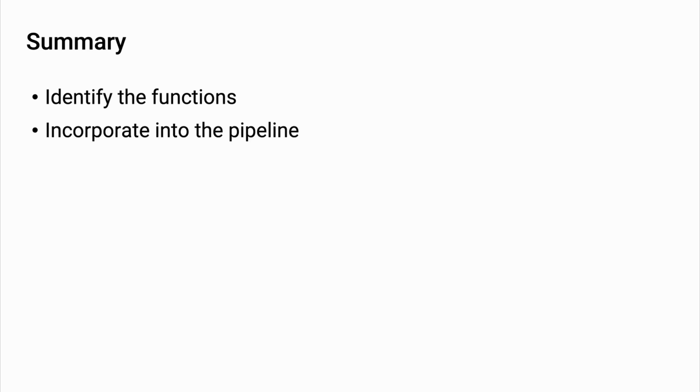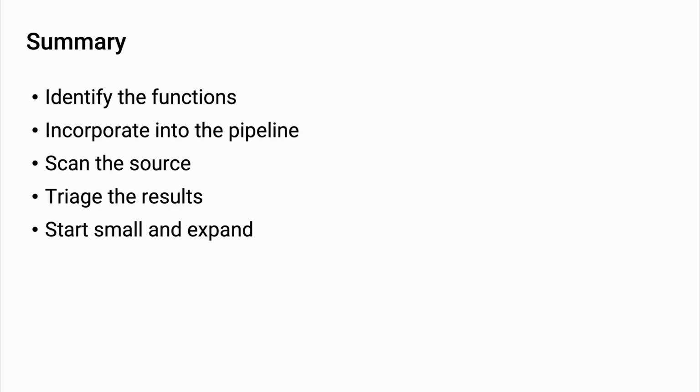Now let's review what's been covered. Stepping through our process, we want to identify the deprecated functions, incorporate scanning into the pipeline for particular elements. Next, we want to scan the source code for the deprecated functions and triage the results. Things to keep in mind here are that you want to start small and expand, as with all things we do within the context of cybersecurity. And more importantly, we want to report the findings because that's the goal of this particular activity.